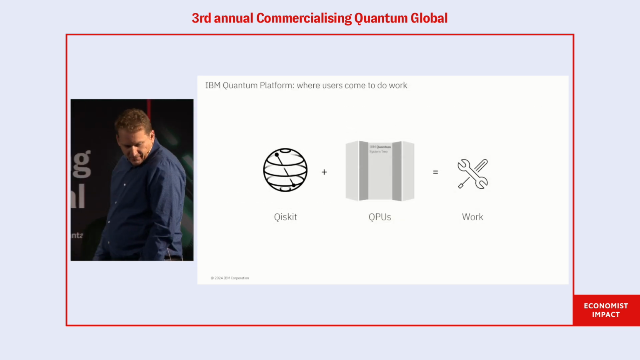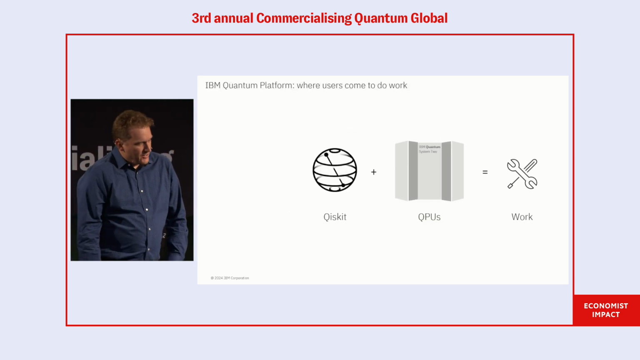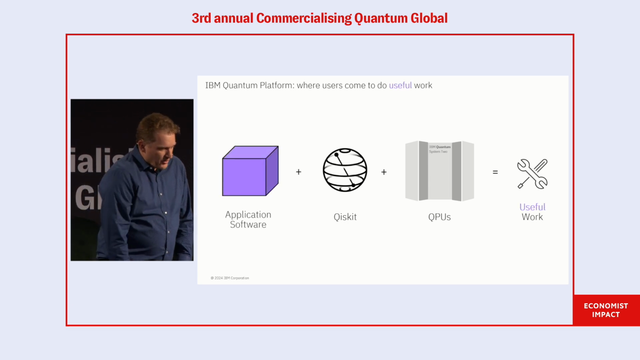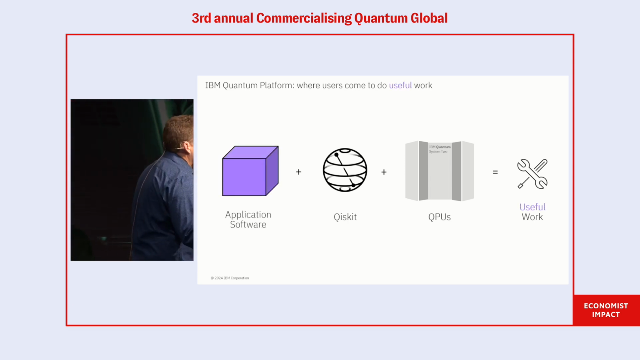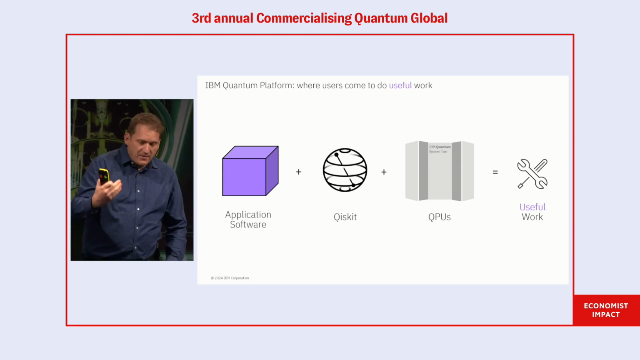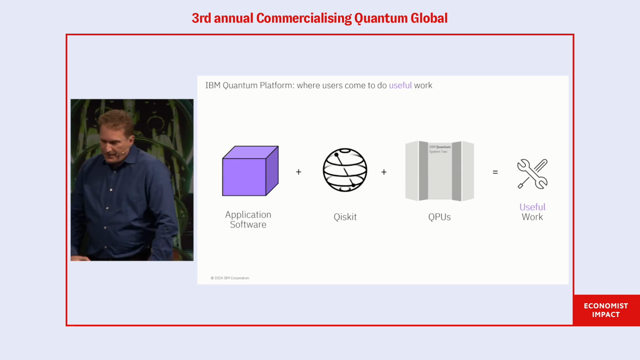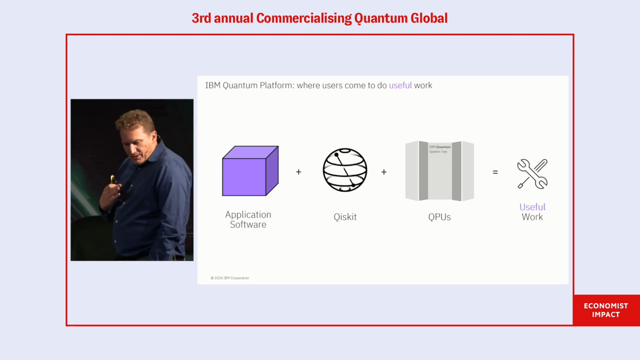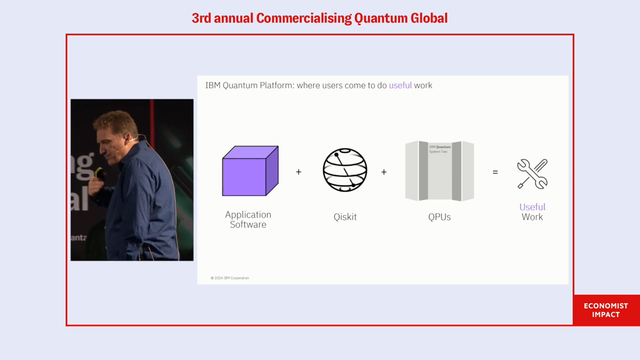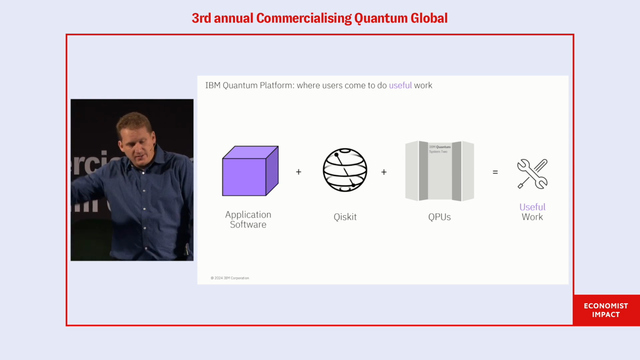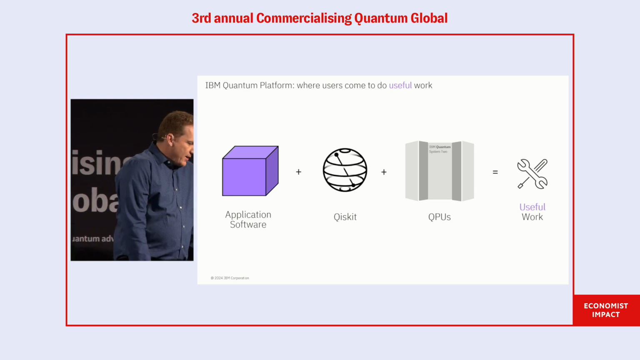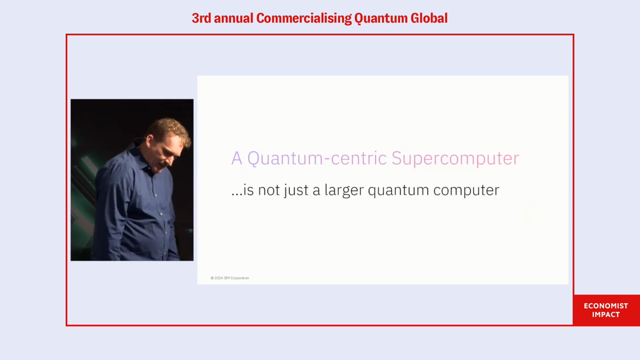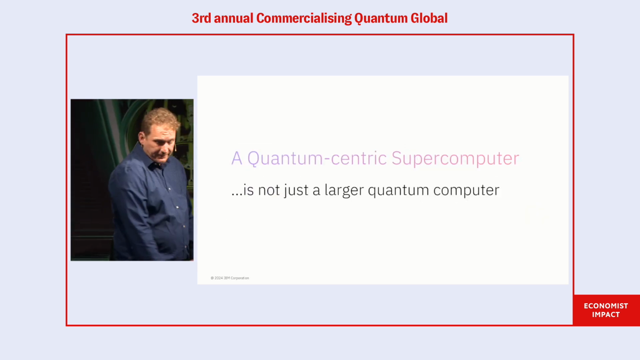And so a way I think of it is essentially application software plus Qiskit plus QPUs is where people can start to do useful work, and start to make it easier to program. So that's the first announcement, that I see us moving from circuits to the next level of abstraction, which I call functions. Another area that I want to quickly touch on is quantum-centric supercomputing.